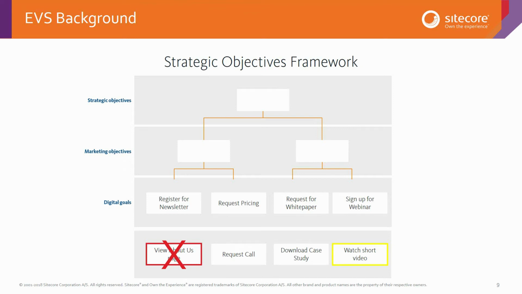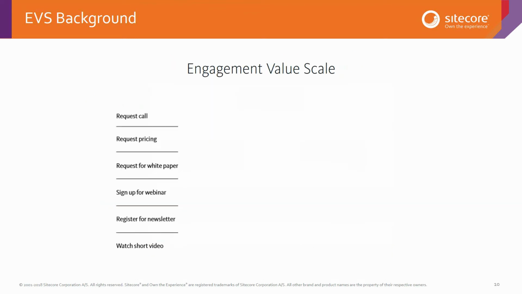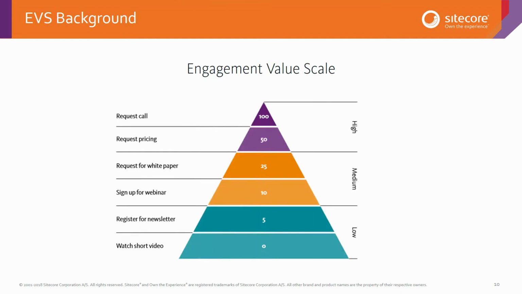We'll leave watch short video for now, but with a list of goals across your site, you can assign different weight or different scores that are weighted to each of those goals, and that makes up your engagement value scale. And you can think of the EVS as a special lens that allows you to measure what's driving engagement and producing bottom line results, not just what's attracting more visits.